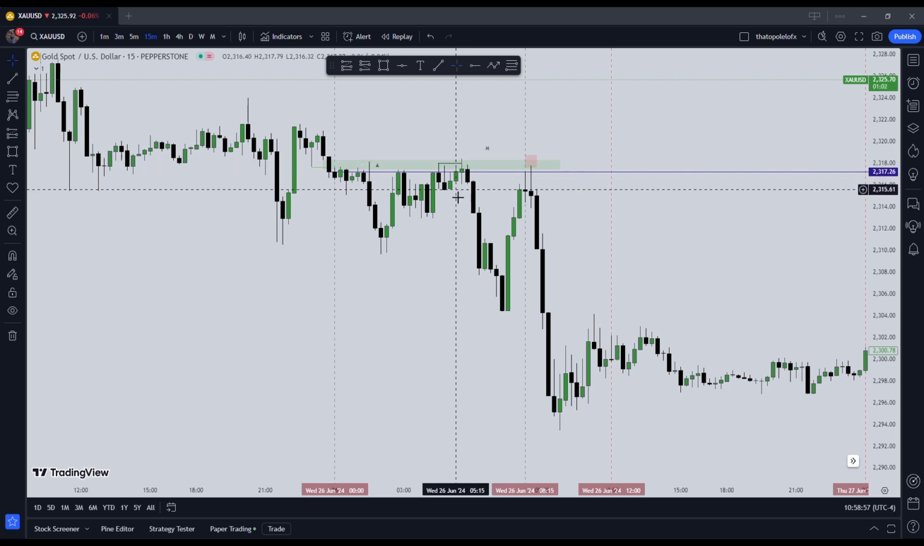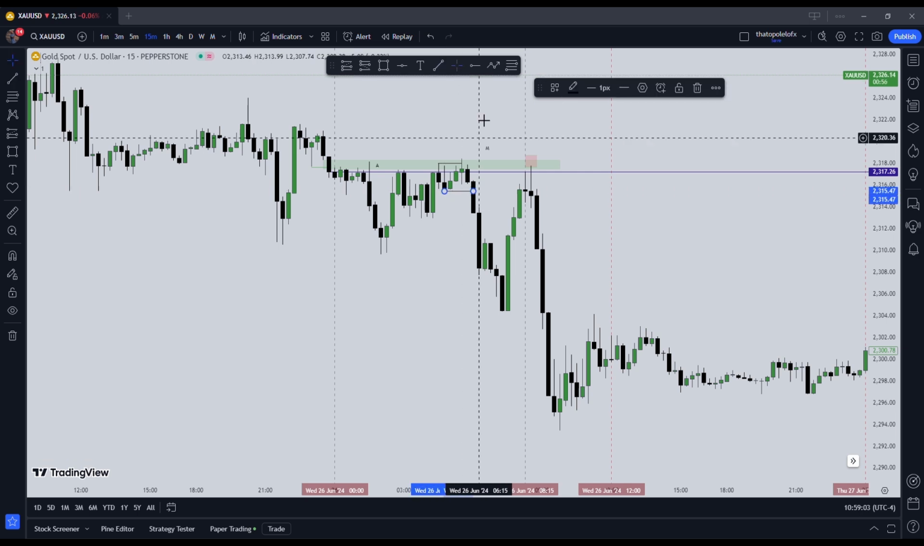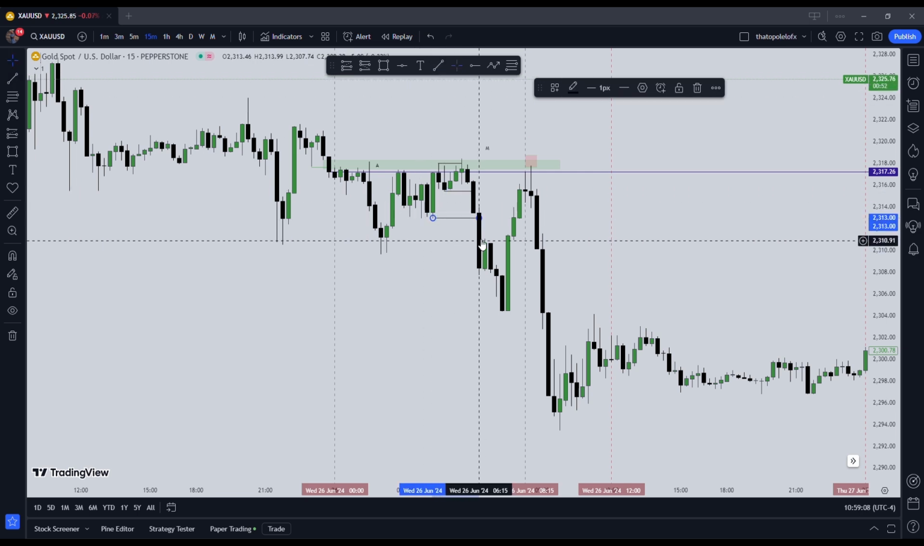That's a liquidity grab, and then we have a breakdown, and then a swing low. This is a swing low right here. You can use the swing low. You can still use this one. It's still fine, but it still has what?